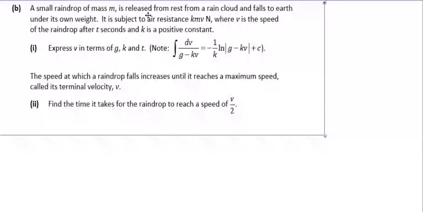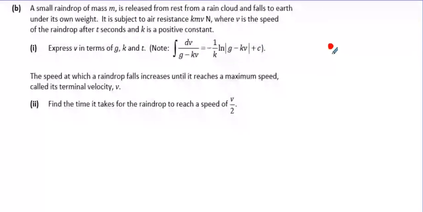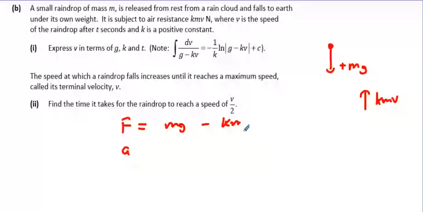Okay, let's figure out what's going on. Raindrop going down, with a downward force mg, and an upwards force of kmv opposing it. It's hard to know which is bigger, but overall it's falling downwards. You can do it two ways, I suppose, but the way I'm inclined to do it this time is force equals mg minus kmv.